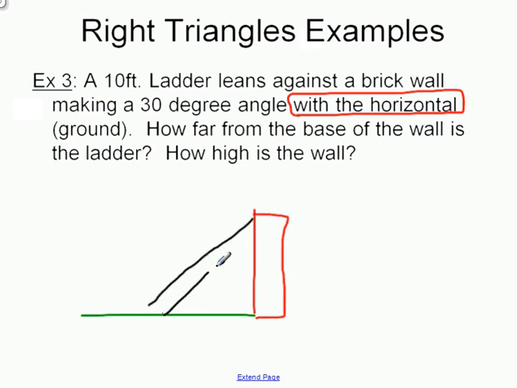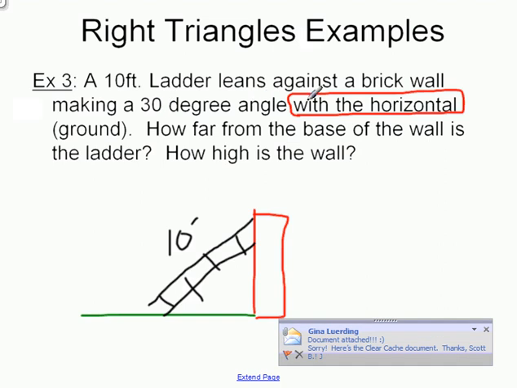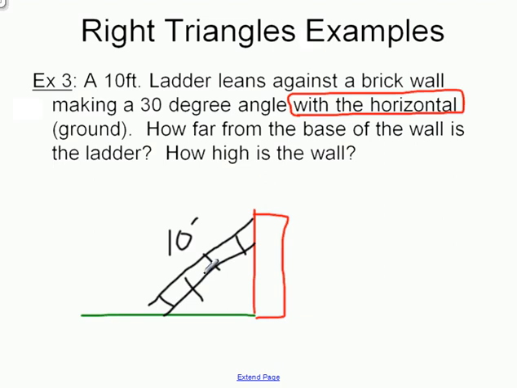So let's draw our ladder here. We know that's 10 feet. It makes a 30-degree angle with the horizontal. So it's saying there's a 30-degree angle between the ladder and the horizontal, which is the ground. So that's where our 30 goes.